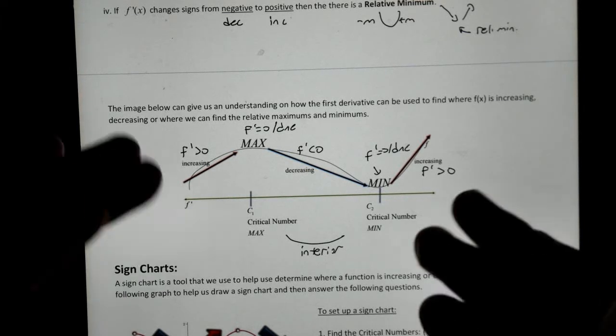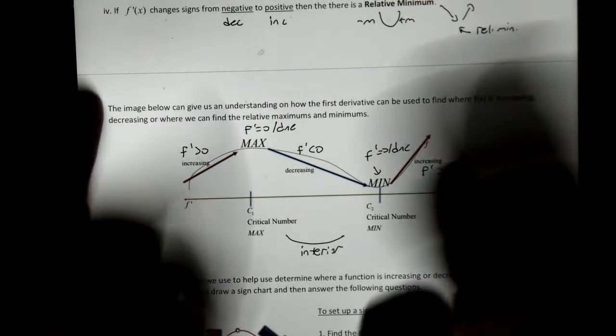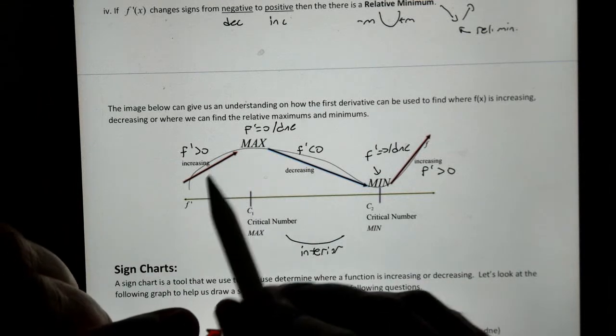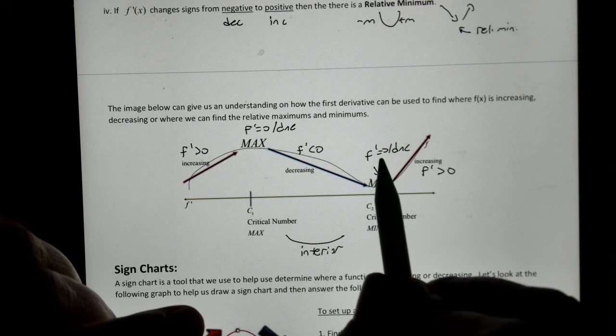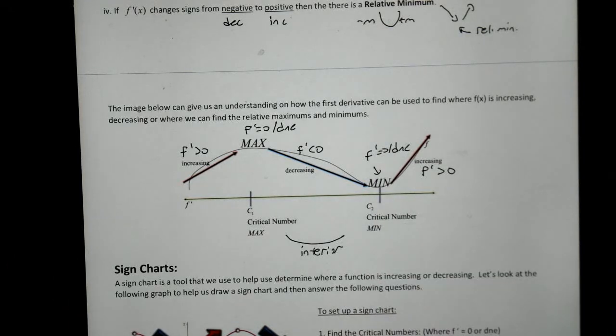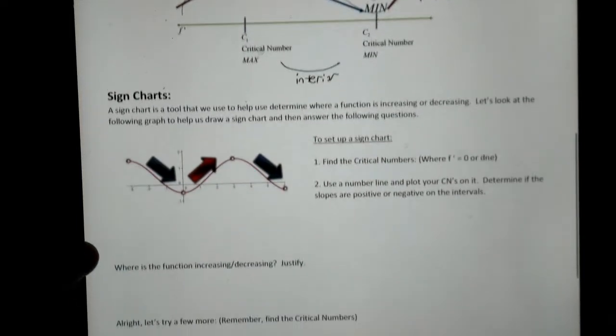So it's really easy to tell from looking at a graph where we have a maximum or minimum. If we're going up and then down, it's a maximum. If we go down and then up, it's a minimum. But how can we do this from a function that we can't graph? To do this, we use what we call sign charts.